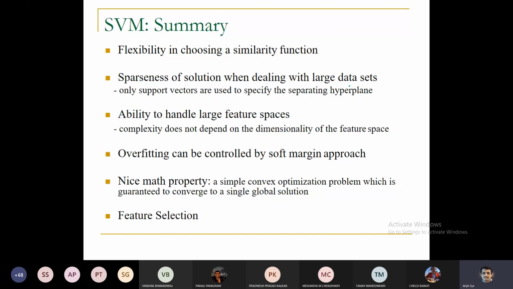So there is flexibility in choosing a similarity function, sparseness of the solution when dealing with a large set of data, and the ability to handle a larger feature space. You can see all this we have discussed. Overfitting can be countered by the soft margin approach. It has nice math properties, so it is mathematically nicely explained.